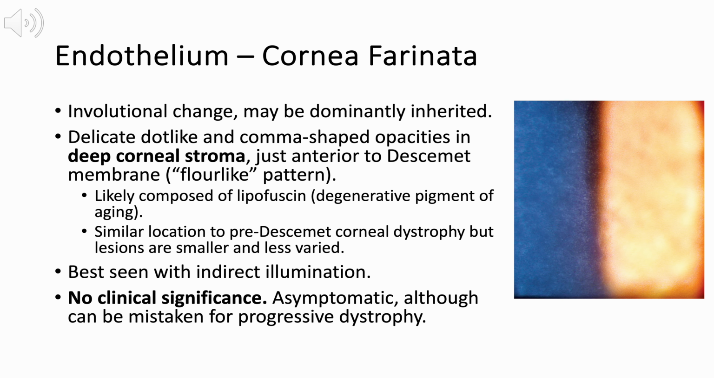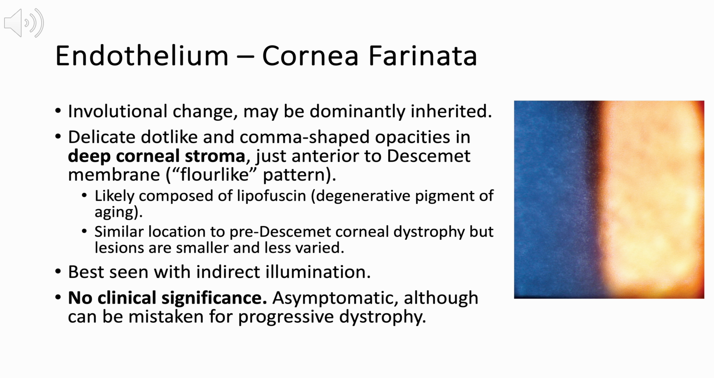Cornea farinata is an involutional change that may be dominantly inherited. It is characterized by delicate dot-like and comma-shaped opacities located in the deep corneal stroma, just anterior to the Descemet membrane. These opacities form a flower-like pattern. They are likely composed of lipofuscin, a degenerative pigment associated with aging. The location is similar to pre-Descemet corneal dystrophy, but in cornea farinata, the lesions are smaller and less varied. These findings are best appreciated with indirect illumination. Importantly, cornea farinata has no clinical significance. It is asymptomatic, although it can be mistaken for a progressive dystrophy.